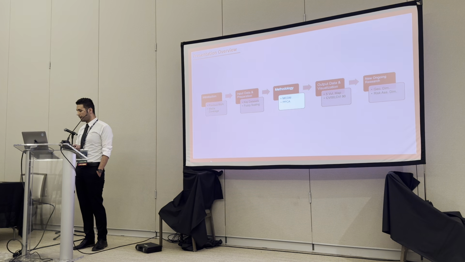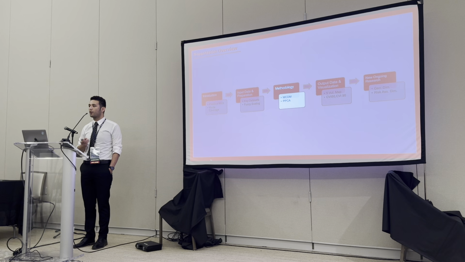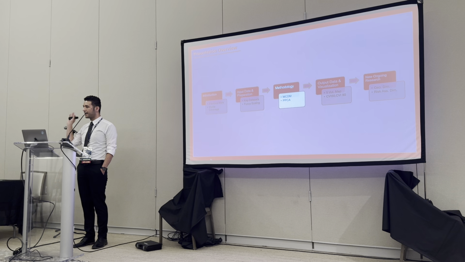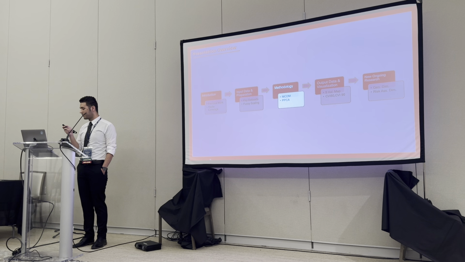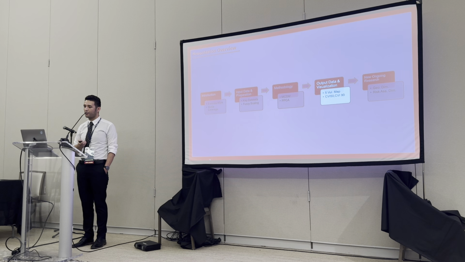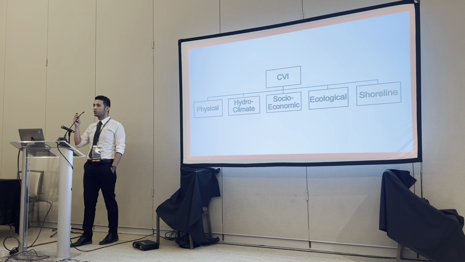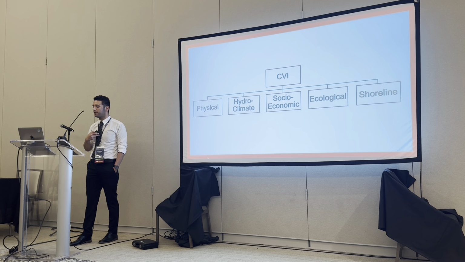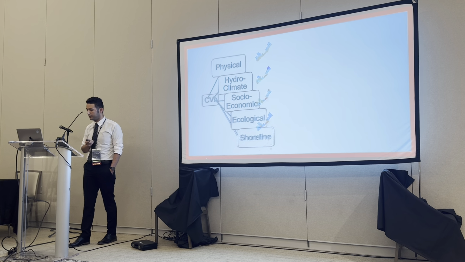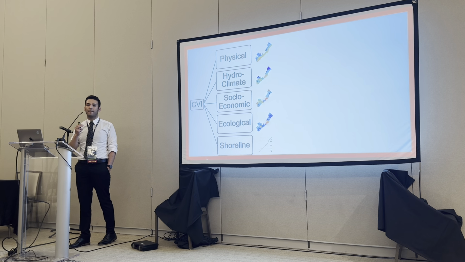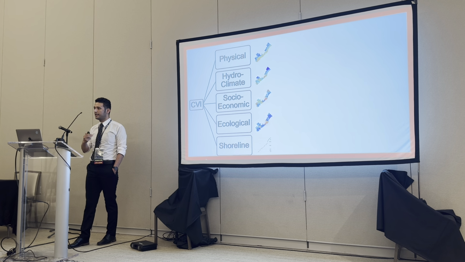So here, now we have our data normalized, assigned weight, aggregated together. Now we can move to our output and results of our work. As I mentioned, we have studied 20 different factors, divided them in 5 different groups. Here are the groups that you can see. And for each group, we have developed a separate vulnerability index.